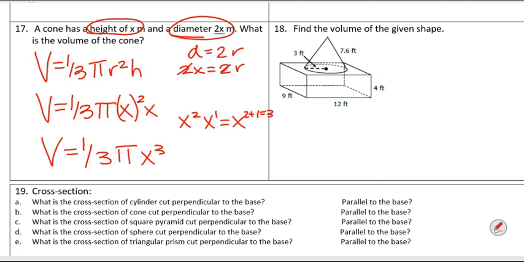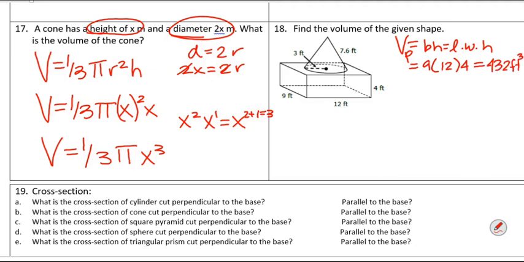All right, number 18, it says find the volume of the given shape. So we have a cone on top and a rectangular prism on the bottom. So I'm going to find the volume of the prism first. The volume of the prism. Okay, so that's going to be base times height, right? Which is length times width times height. So that's going to be equal to 9 times 12 times 4. That's equal to 432 feet cubed. Then we have to find the volume of the cone.